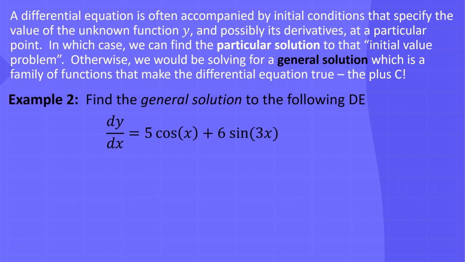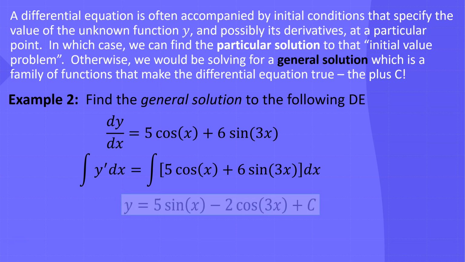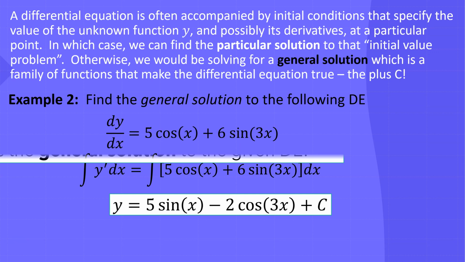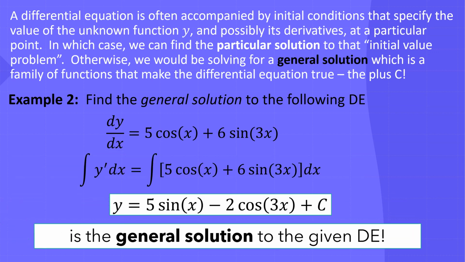Okay, so for example, if you have dy equals 5 cosine of x plus 6 sine of 3x, now we can go and integrate both sides. The derivative on the left-hand side, when you integrate, you'll just get y, the function y in terms of x. And on the right-hand side, you will get 5 sine of x minus cosine of 3x divided by 3, so there's a 2 right there instead of 6, plus c. And that is what we call a general solution to this differential equation.